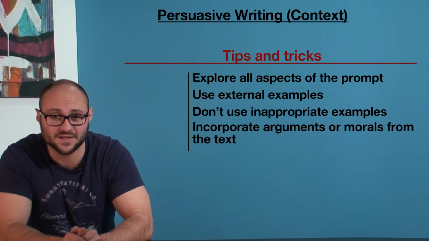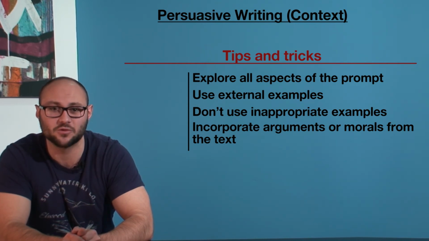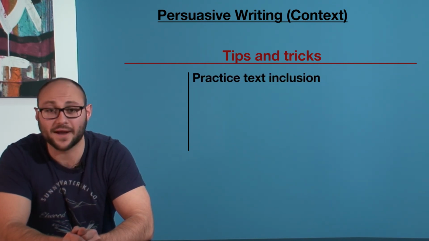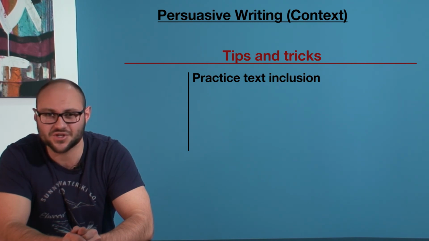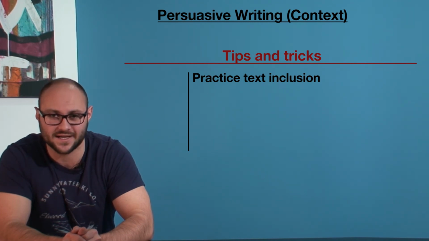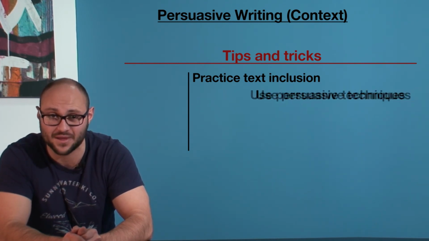You don't have to be explicit with your text inclusion. Instead, you can draw on ideas and examples that work more fluidly into your piece. Practice text inclusion. I suggest trying out a few different ways of working the text into your piece and asking your teacher which works best so you have a style ready for SACs and the exam.